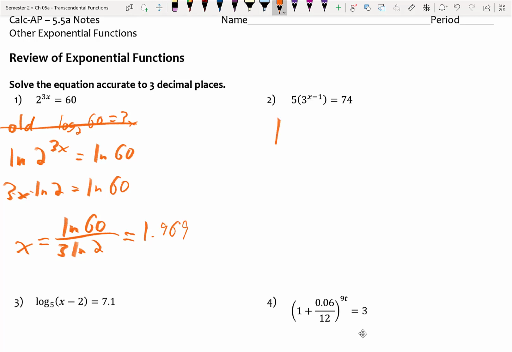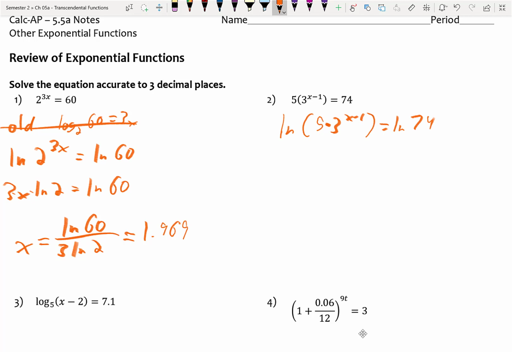If I take the natural log of the left side, what can I do to break apart that 5 and the addition? This is the ln of 5 plus the ln of 3 to the x minus 1. Be really careful. I did not distribute that across addition. In fact, I'm going to show the first step: this is ln of 5 times 3 to the x minus 1 equals the ln of 74.